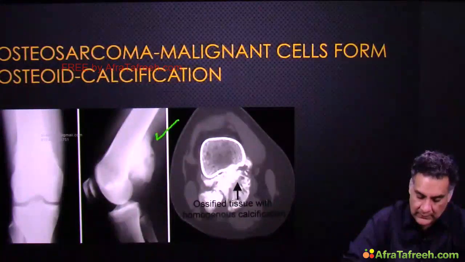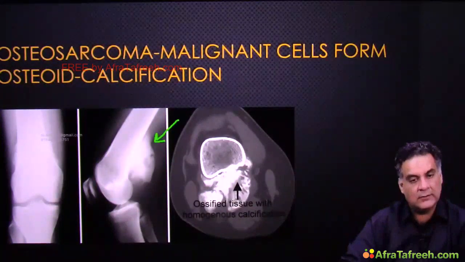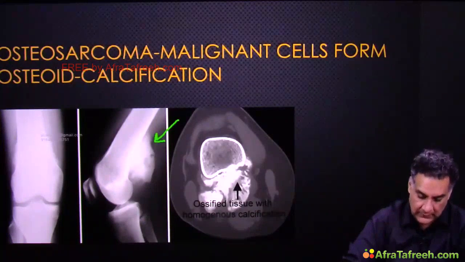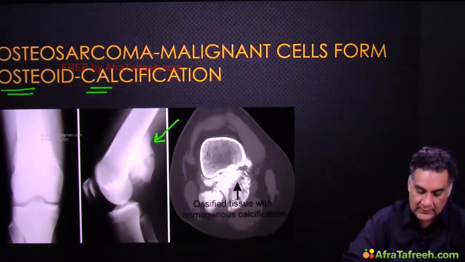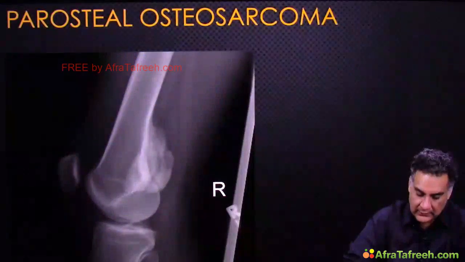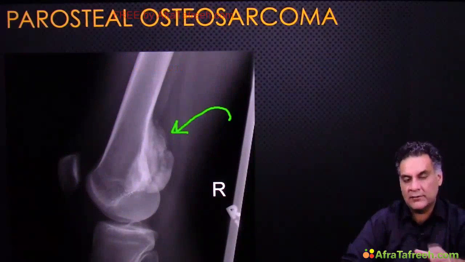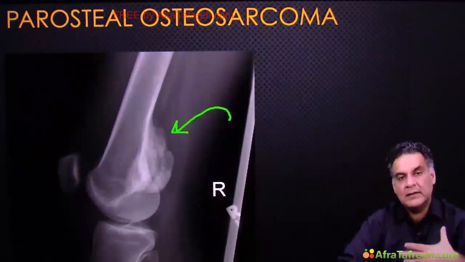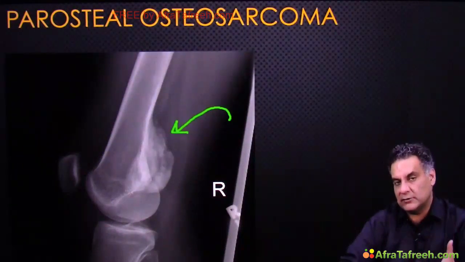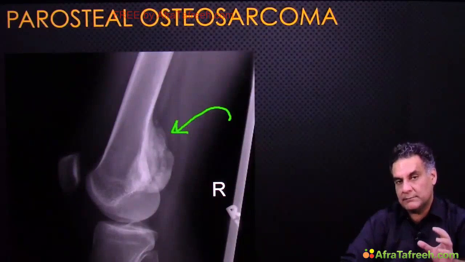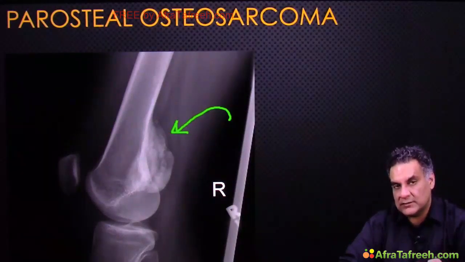Look at this. That's a parosteal osteosarcoma. In osteosarcoma, there is an osteoid formation that causes calcification. That's how the parosteal osteosarcoma looks. Very common on the lower end of femur. Lower end femur is overall the commonest site for osteosarcoma also. But when you have parosteal, it's on the posterior element, posterior cortex.